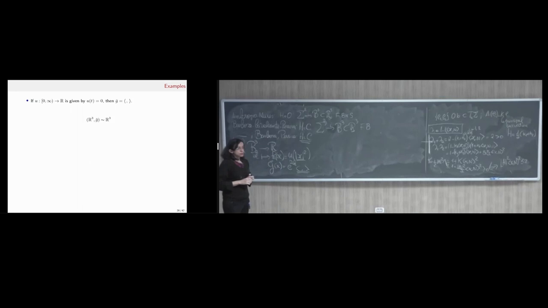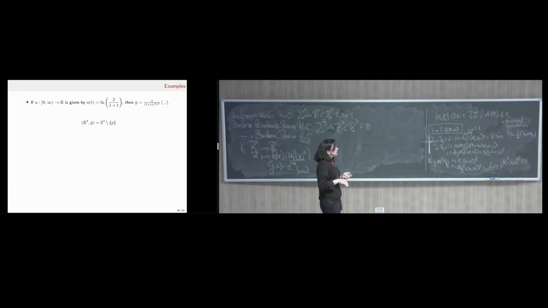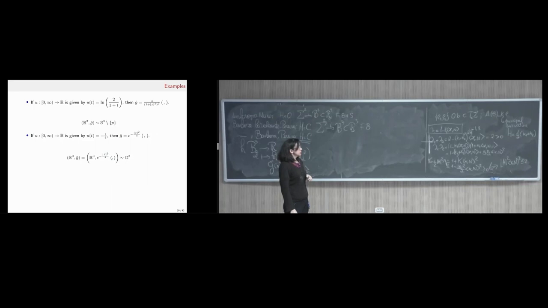Sorry. The first one is the trivial example: you consider the function u equal to zero, so you have the Euclidean three-space. And then another space: if you have the function u given by this expression, the ball with this metric is the same as the hyperbolic space. And you can consider the function u given by this expression, so you have in this case a sphere minus one point. And if you have u given by this expression here, this set is the Gaussian space, okay? So these are some spaces that you can see. So let's move on.